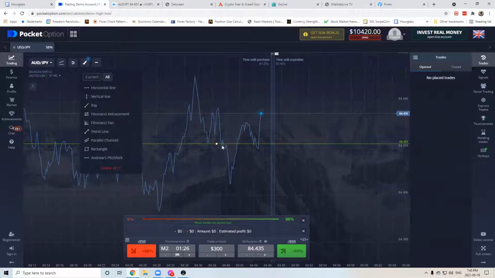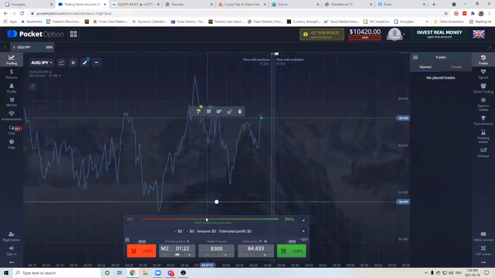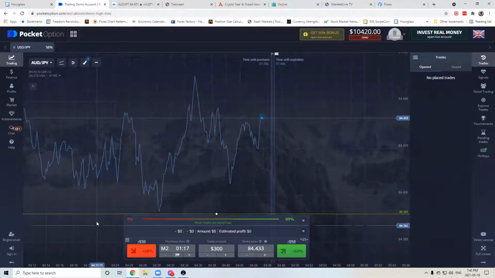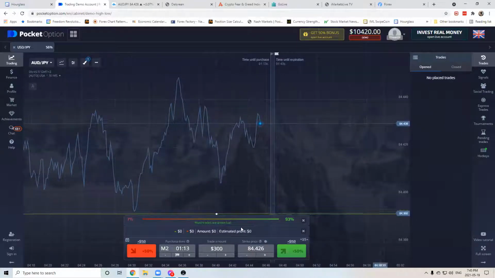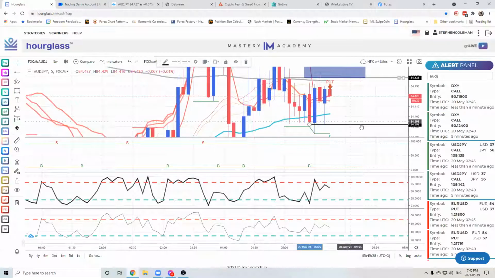We'll just do a horizontal line and I'll just drag it down to this level here. Why won't it behave? Come on. There we go. So 393, that's pretty close. That's about 1 pipette off of what I'm seeing on Hourglass.